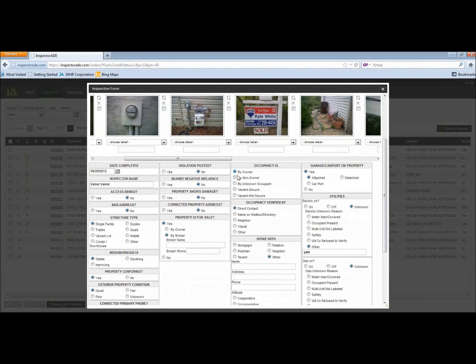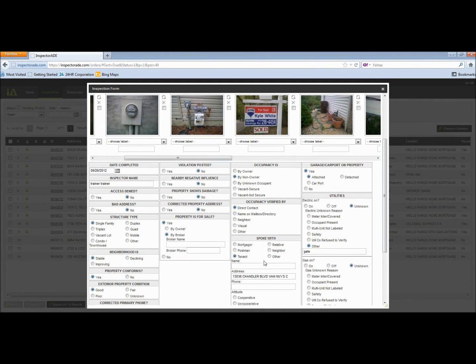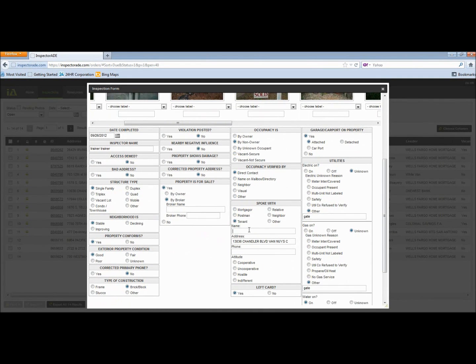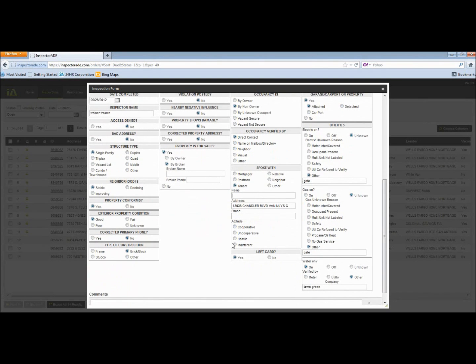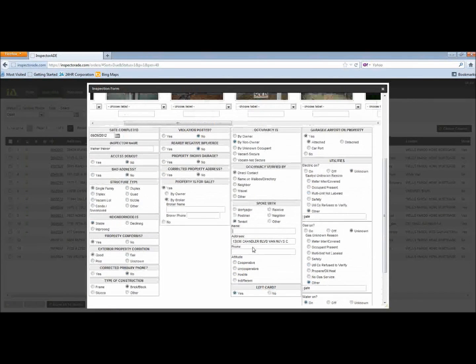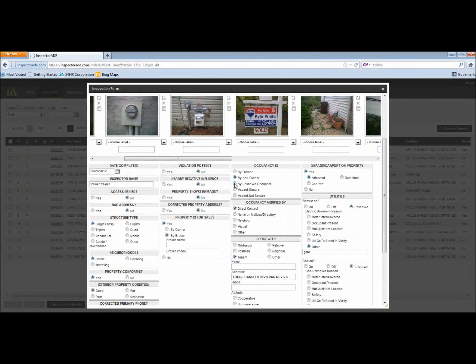Next scenario would be if you went to the door and the person says, no, Carmen does not live here, I'm renting from him. So that would be occupancy by non-owner, because we know for sure now that the owner does not live there. Direct contact, and you would put tenant. If they give you their name, type it in here. If they don't, say unknown, then the attitude, and whether you left the card with them or not. Now, if you went to the house and no one answered the door, then it would be by unknown occupant.